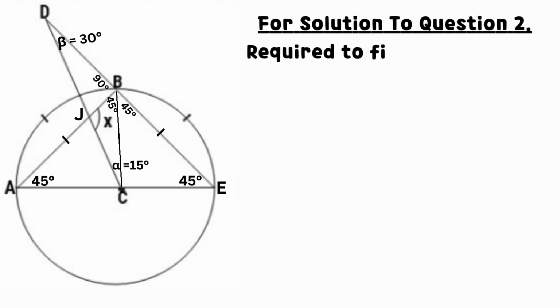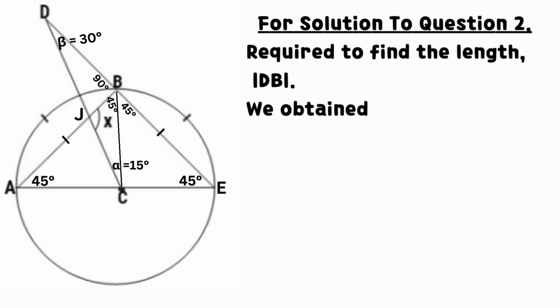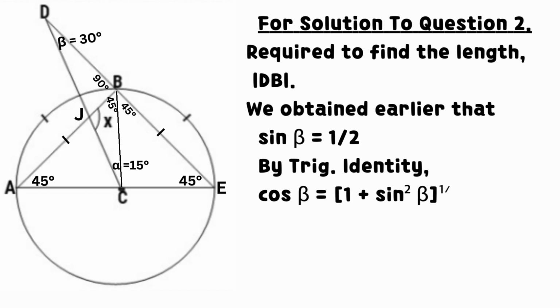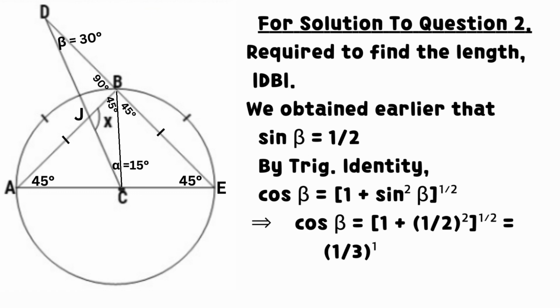For solution to question 2. Required to find the length DB. We obtained earlier that sine beta equals to half. By trigonometric identity, cosine beta equals the square root of the sum of 1 and the square of sine beta. After substituting values, we have that cosine beta equals the square root of 3 divided by 2.